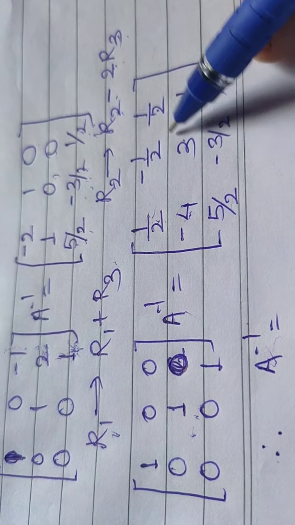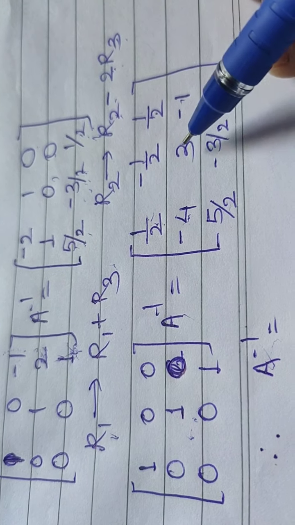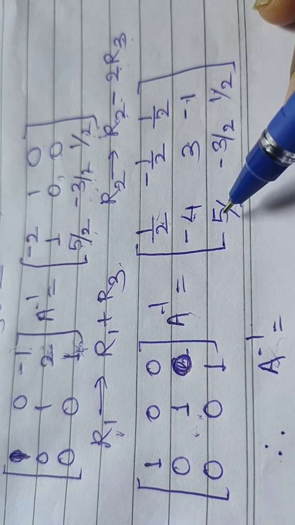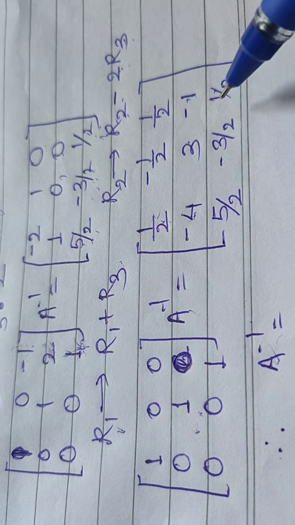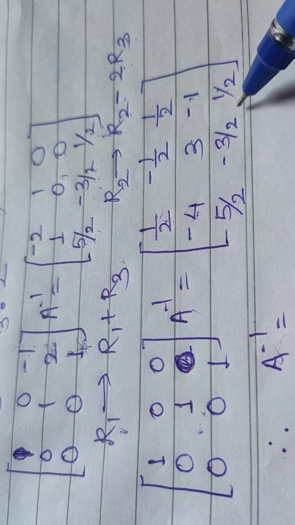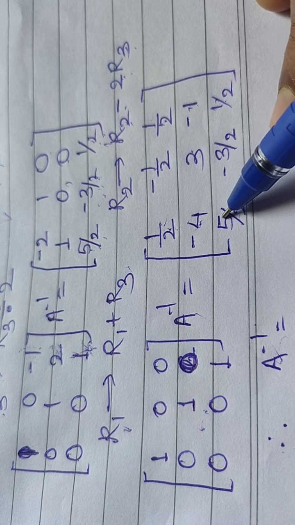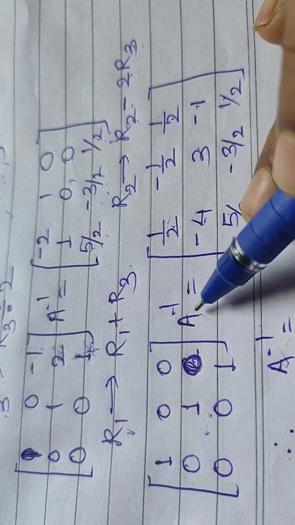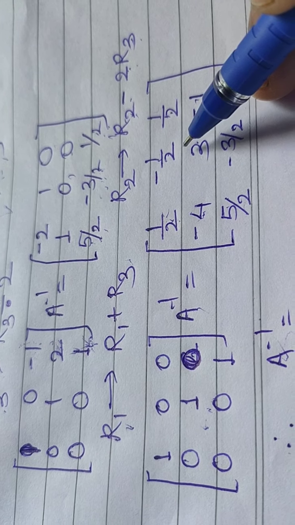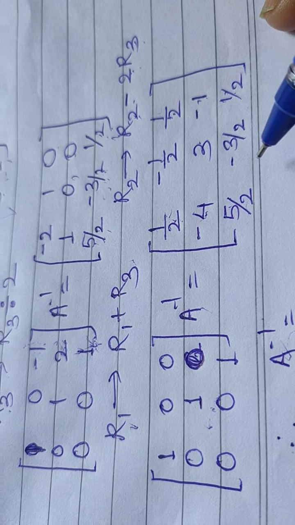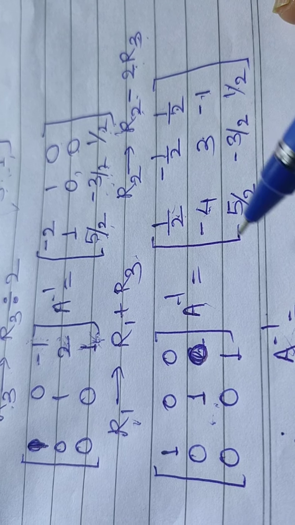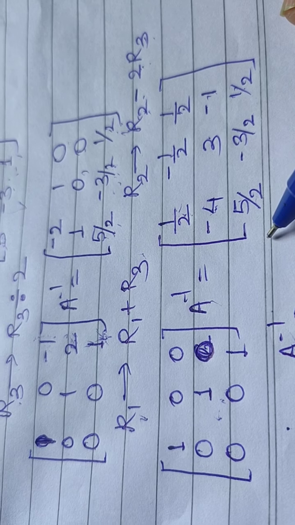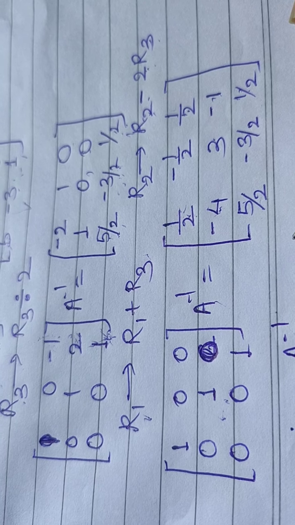So A inverse is this matrix: 1 by 2, minus 1 by 2, 1 by 2 in the first row; minus 4, 3, minus 1 in the second row; and 5 by 2, minus 3 by 2, 1 by 2 is the third row. So this matrix is the inverse of matrix A, denoted as A inverse. In this way we can find the inverse of a matrix using elementary row transformation.